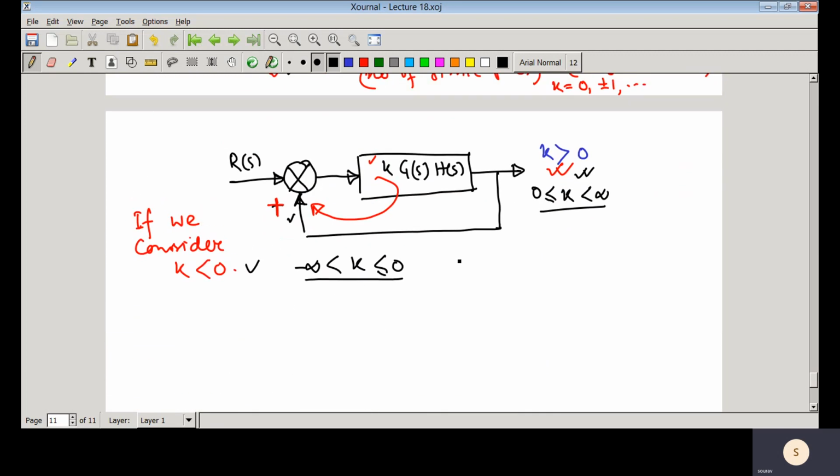And this is the concept of how to apply this particular result, that means root locus with positive feedback. If we consider that k is varying in the negative range, minus infinity to 0, we can represent that framework as a positive feedback structure, and then we can apply those rules for sketching the root locus. Thank you.